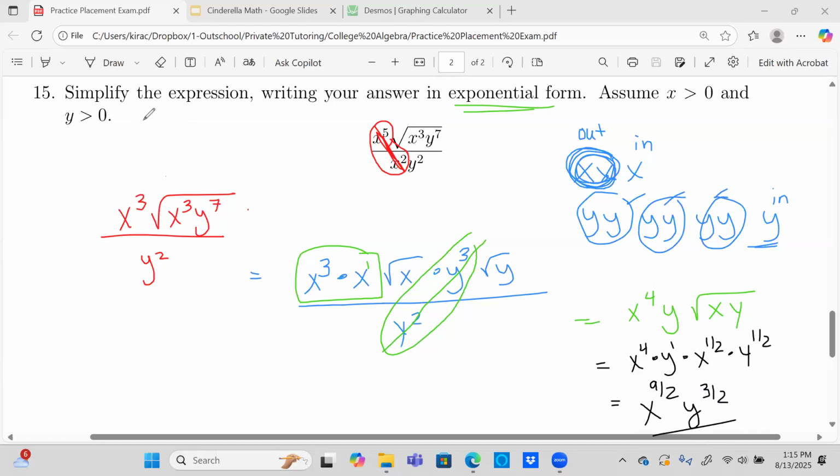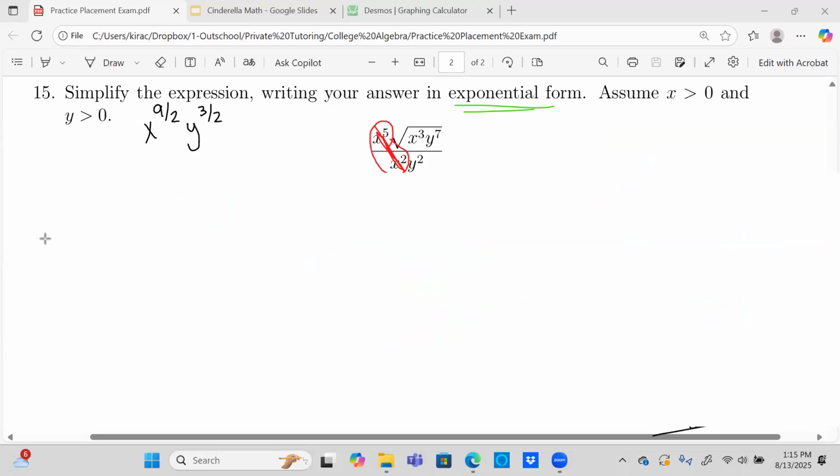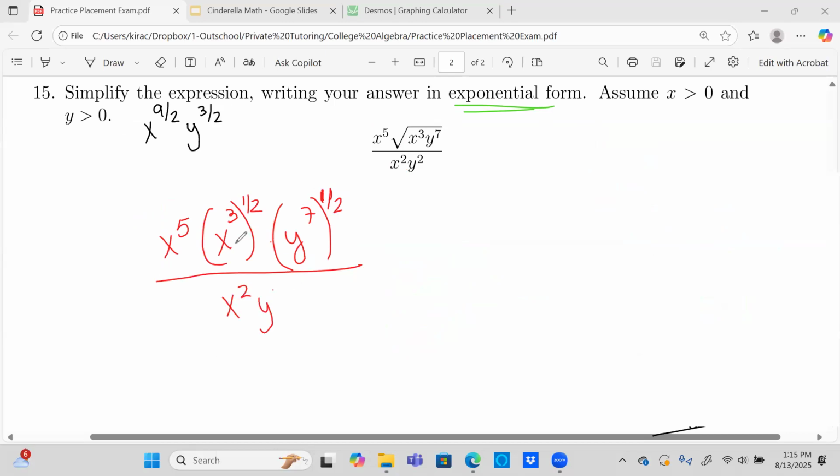Okay, there's another way to do that. I'm going to write that answer at the top and show you a second way, and then you can pick what's more comfortable for you. All right, let's start that all over. Here's what we can do. So we have x to the 5th, and then this is x to the 3rd to the half, because it was in the root, y to the 7th to the half, because it was in the root, all over x squared y squared.